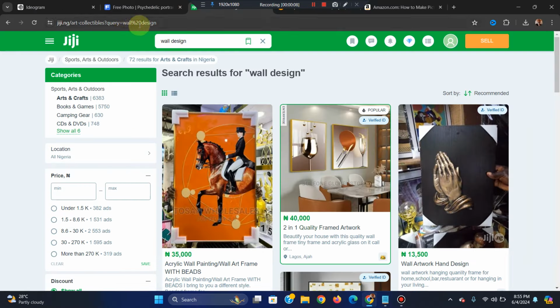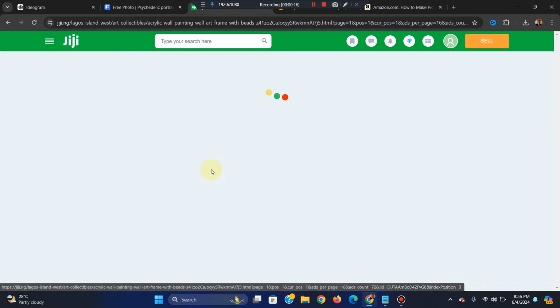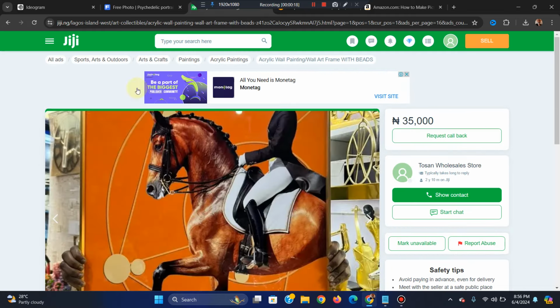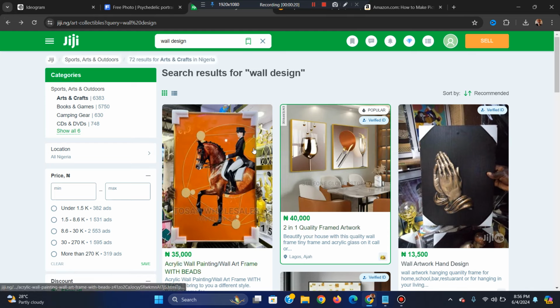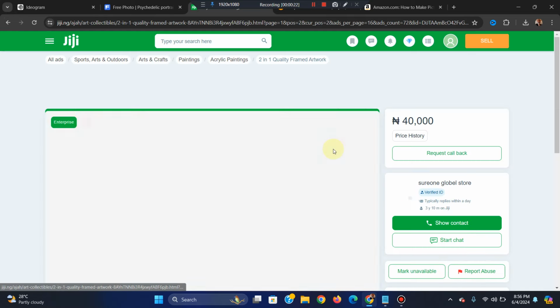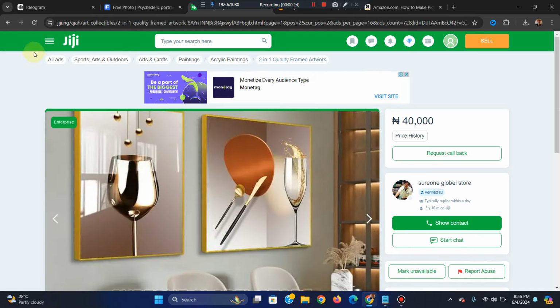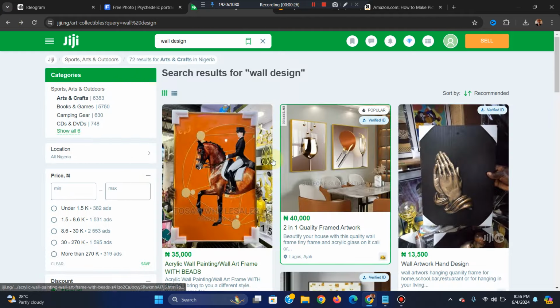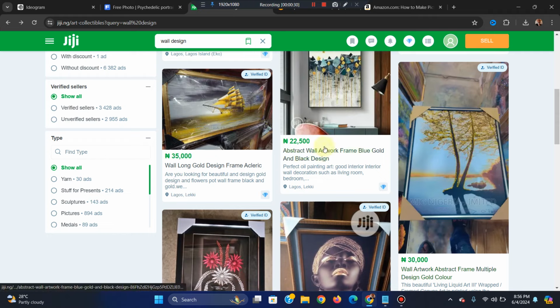I just want to quickly show you how you can make as much as 150,000 to 1 million naira selling artwork like this. Look at this one now, it is 35,000. You can be selling it, okay? Look at it, you can be selling it, and this one is 40,000. This one is 22,000, 30,000.